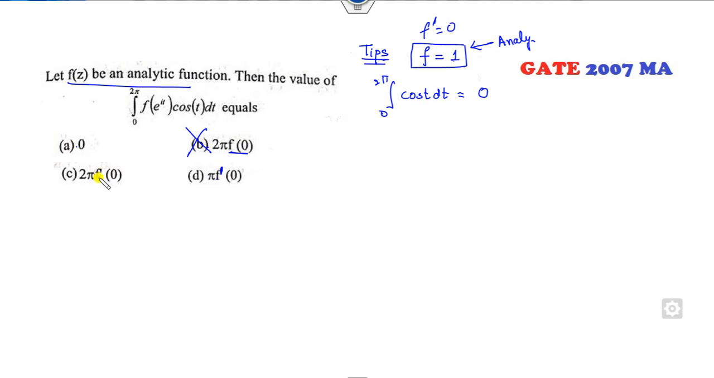So it may be the answer, it may be. So this option is cancelled. Now I can think about any of the other functions. Let's say f(z) is z, which is again an analytic function. Fine. So what is the integration of this?